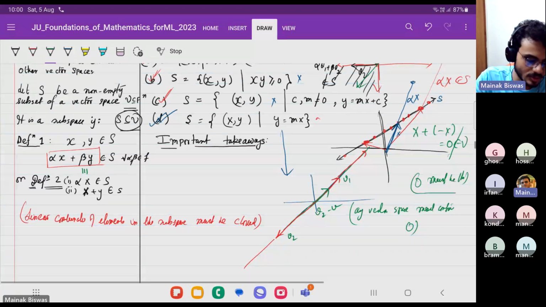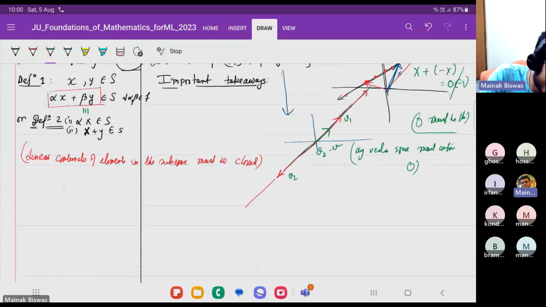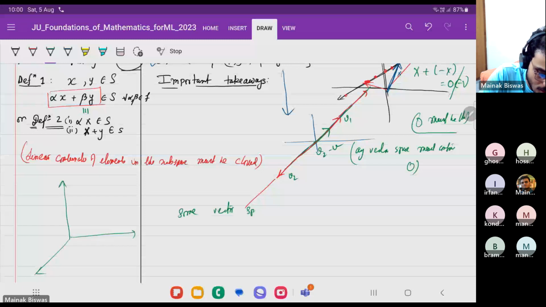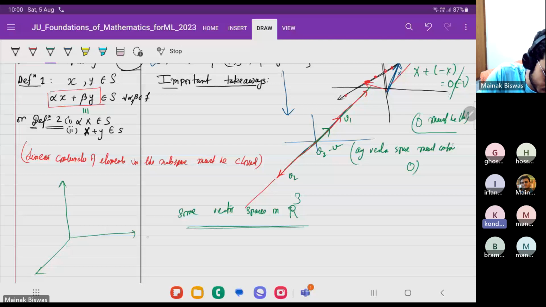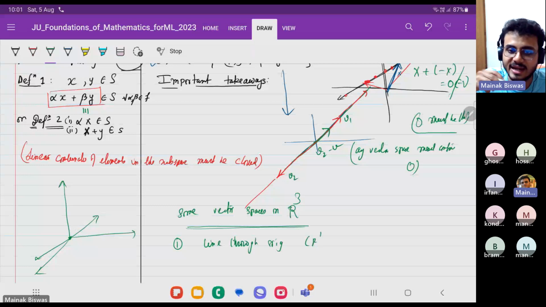Before I go into a more complicated question, can you define a few vector spaces on R3? Any line passing through origin, any plane passing through origin. Very good. So one will be a line through origin. This is your one-dimensional vector space. So your n-dimensional vector space can contain any lower dimensional subspace.